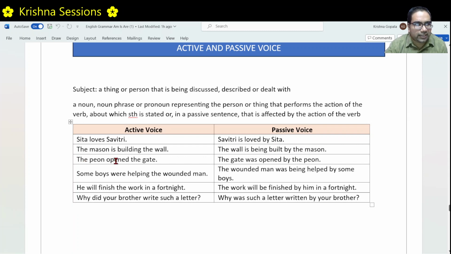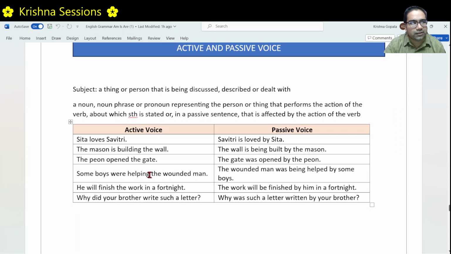"The peon opened the gate." The peon did the action of opening the gate. He is actively doing this. "The gate was opened by the peon." The gate is not doing anything. The action is actually done by the peon only. Gate is receiving that action.